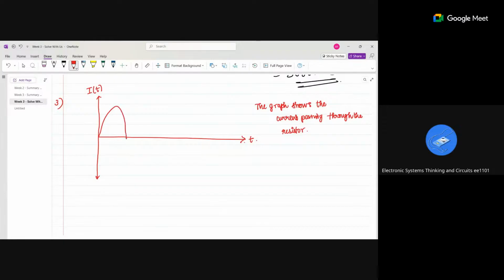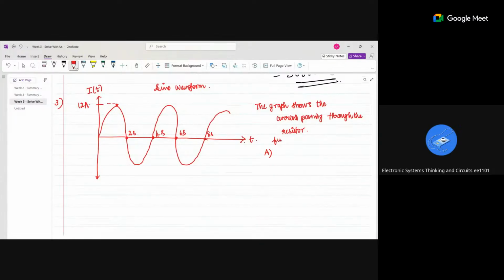So this is a graph that shows the current passing through the resistor. So this is a sine waveform. So this point is 2 second, this point is 4 second, this point is 6 second, this point is 8 second, and this value is 12 amperes.